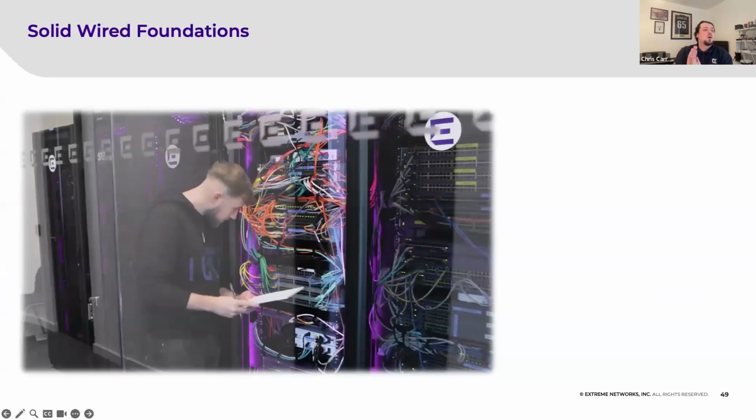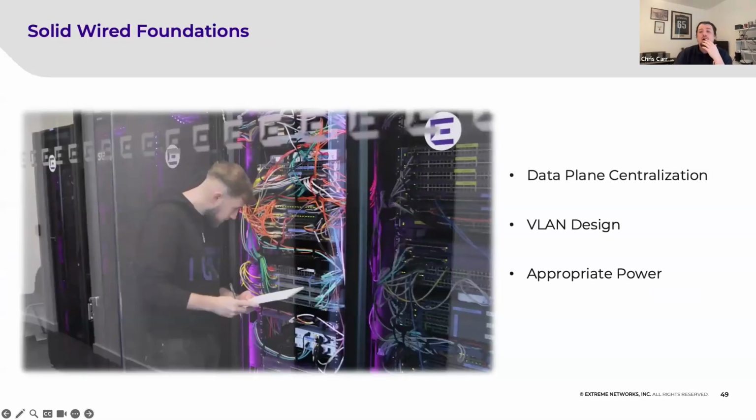I'll just jump here. So one piece is just to say solid wired foundations are important. This isn't and was never going to be a webinar on going through all of those pieces, but just consider that power is able to be provided to the access points appropriately. Data plane centralization is absolutely something that needs to be considered, especially, for example, in the stadiums there where we get to that density. We typically want to centralize our data plane, but we also need to consider VLAN design, how we roam, if we're trying to avoid layer 3 roaming, which certainly I am whenever I can as well. Just make sure that we have the appropriate VLAN designed and we don't have these huge networks.